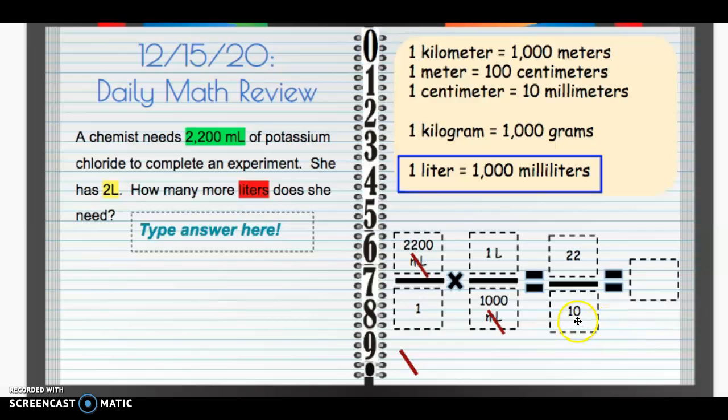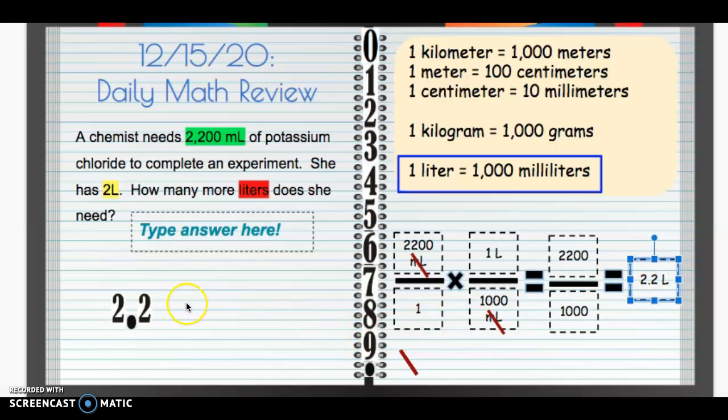So now I have to do 22 divided by 10, which is 2.2. Now, place value wise, all you're doing is moving that decimal point 1 time. So swooping it in between the 2 and the 2. So technically, 2,200 divided by 1,000 is 2.2 liters.